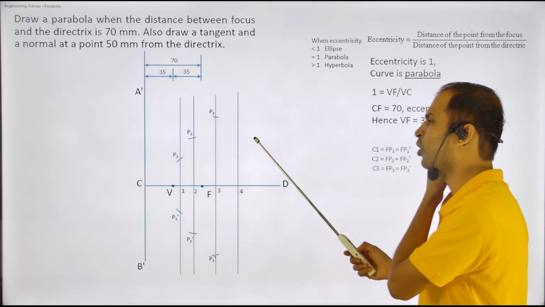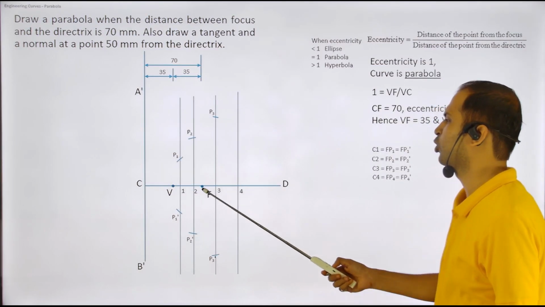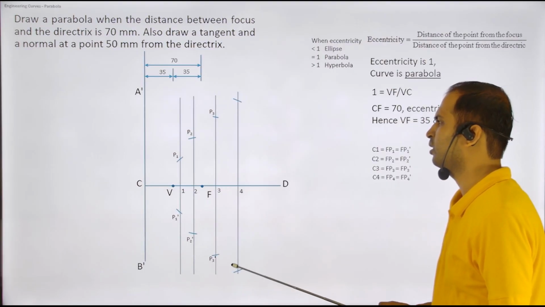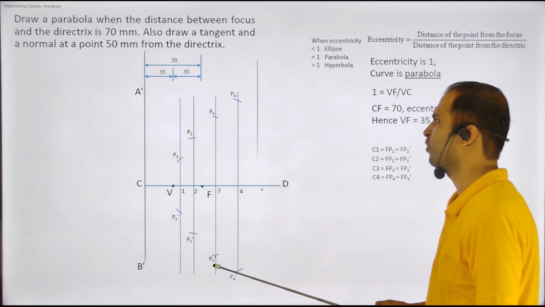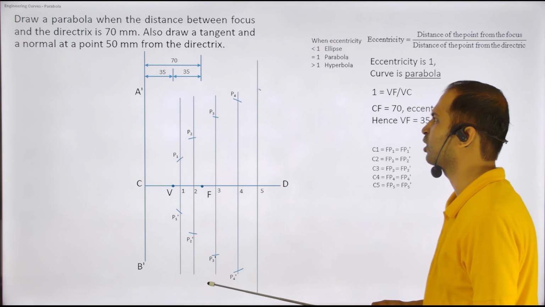Again, fourth point, any random line, C to 4. Keep it on F, mark a line, mark a line. Okay? Then take a 5. If you want, you can take one more 5. Depends upon your compass. If you want to take 5 points, you can take 5, you can take 4.